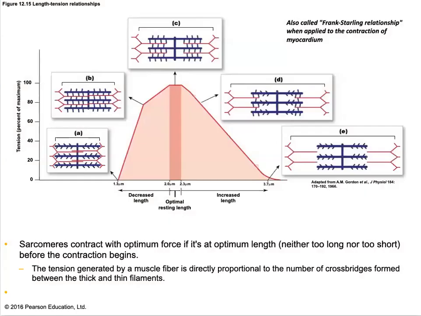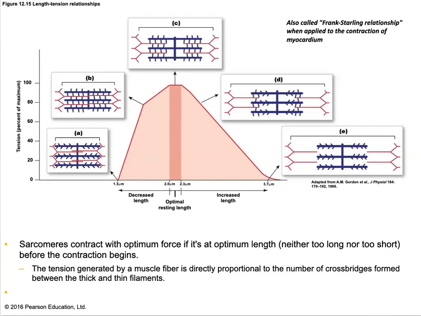Let's now talk about the length tension relationship. This length tension relationship describes that sarcomeres are able to contract with optimal or maximal force when they're at the optimal length. That means neither too long nor too short.